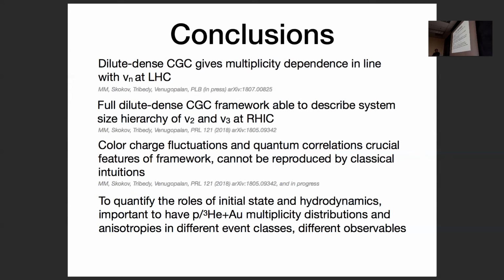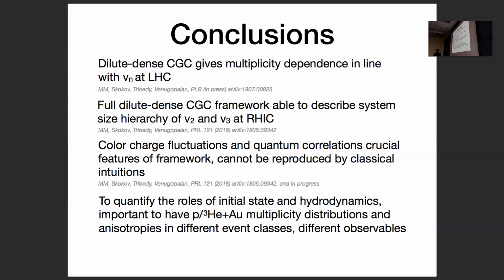So just the highlights: in this dilute-dense CGC framework we can at least come up with some argument for the observed scaling with multiplicity at the LHC for V2, V3, and V4. We've also introduced a full event-by-event dilute-dense CGC framework, which was able to qualitatively describe the hierarchy in V2 and V3 seen at RHIC in their system size scan. I want to impress one more time that color charge fluctuations in these quantum correlations are really key to this picture, and that one cannot just appeal to classical intuitions. It's much more complicated than that, fortunately.